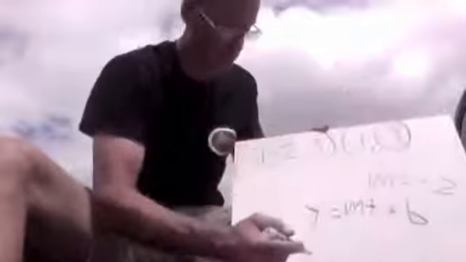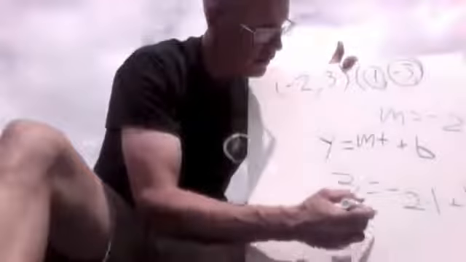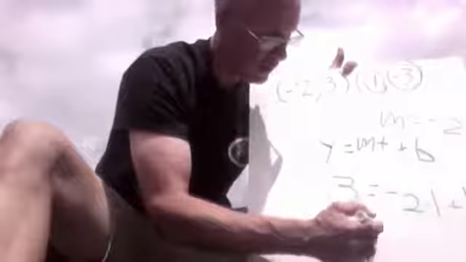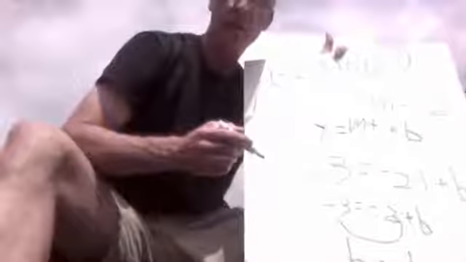And we just need to start filling in some of these. So here's our y. So -3. This is on camera, I hope. M is going to be our slope, which was -2. And the x is 1 plus b. Okay? So now we just simply solve. -3 equals -2 plus b. Add that to the other side, and we get b equals -1.